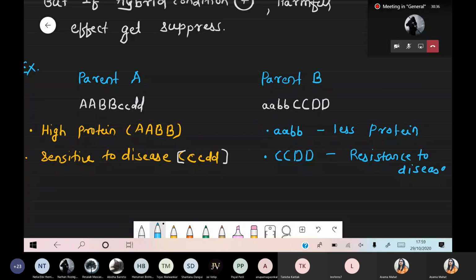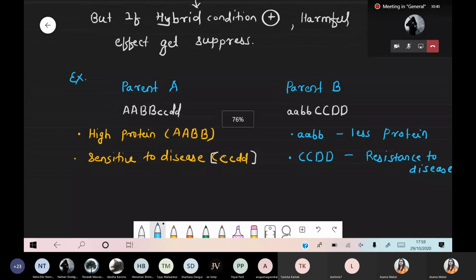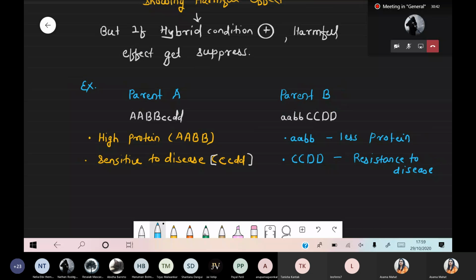So what do we understand from this point? If you consider the recessive homozygous condition in both parents, that is small c, small c, small d, small d, these show the harmful effect. And in the case of small a, small a, small b, small b, the recessive homozygous condition, these are still showing the harmful effect. So now we want to reduce, to suppress that harmful effect. So what will we do here? We have to perform hybrid vigor. Hybrid vigor means what?